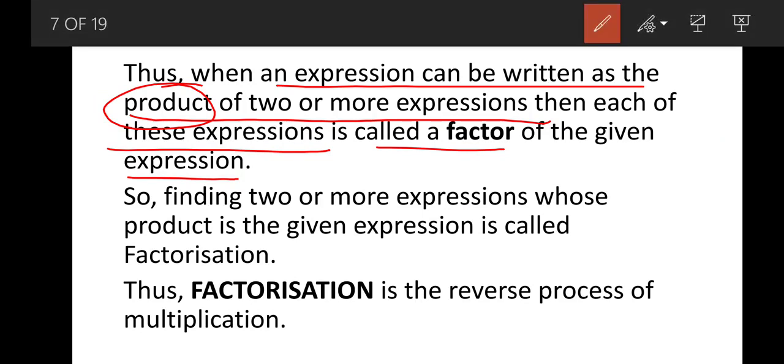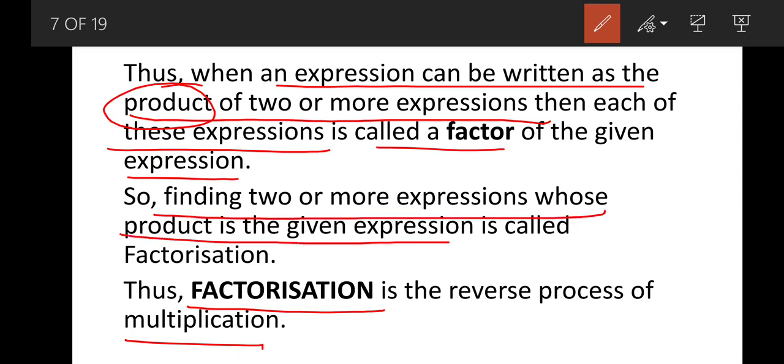Factorization means it is basically the reverse process of multiplication, and we can say in layman's language or in common language that finding two or more expressions whose product is the given expression is called factorization. Like in the previous example, I have shown you that 4x square minus 49 can be written as the product of 2x plus 7 and 2x minus 7.